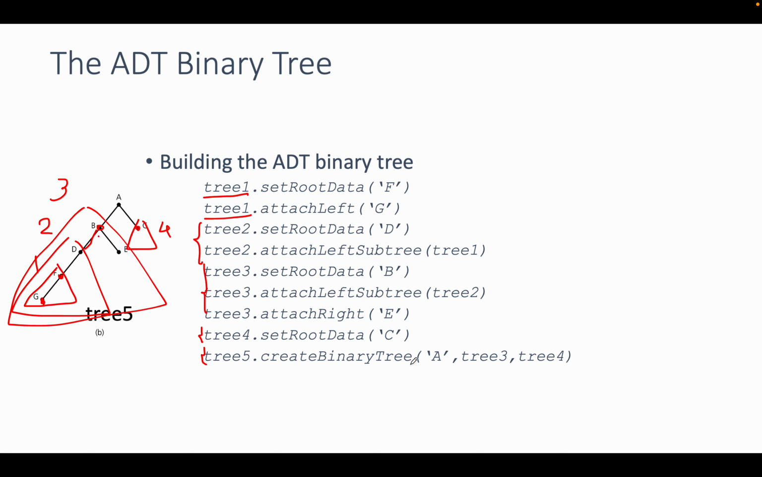Tree number 5, so we will add A at the root, and this will be the left subtree, and this will be the right subtree. So this is to create the binary tree. So A at the root, tree 3 as the left subtree, and tree 4 as the right subtree. So it will become a complete ADT binary tree here. Got it.